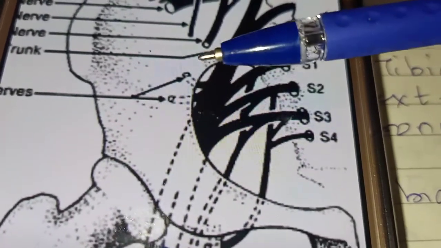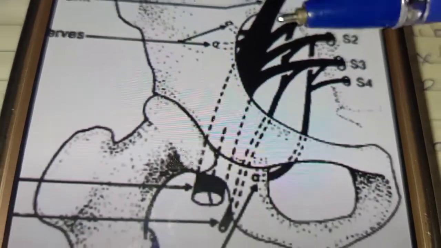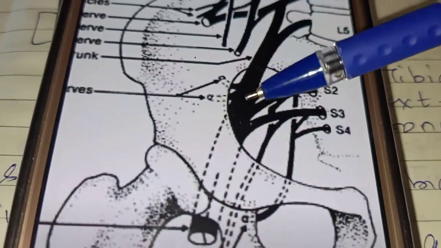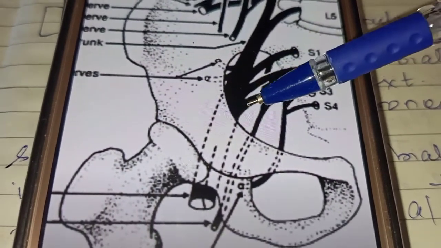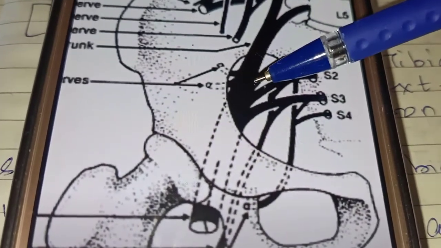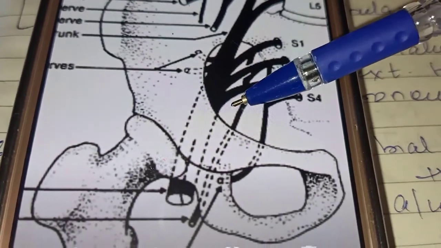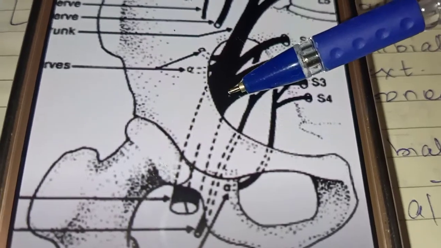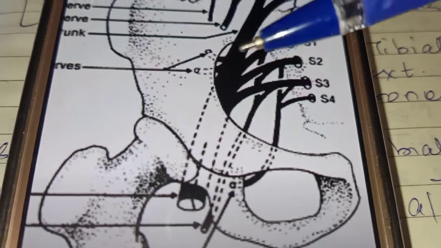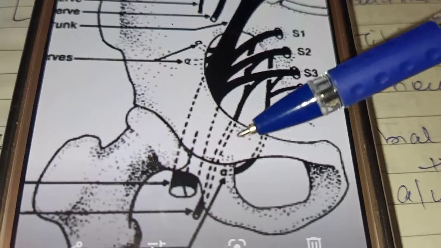So superior to piriformis was the superior gluteal nerve. Inferior to piriformis are two nerves: the inferior gluteal nerve, as well as the sciatic nerve. So the sciatic nerve is formed anterior to the piriformis, but it will leave the greater sciatic foramina and enter the gluteal region inferior to the piriformis. So the two nerves inferior to piriformis are the inferior gluteal nerve and the sciatic nerve.